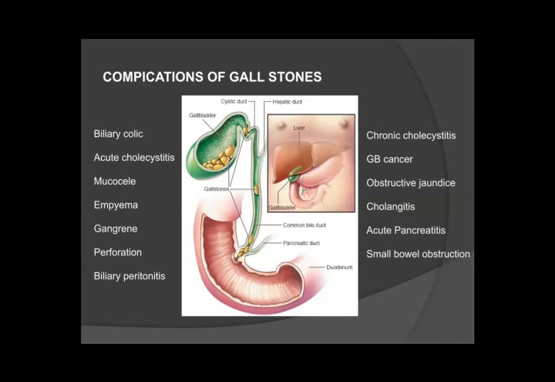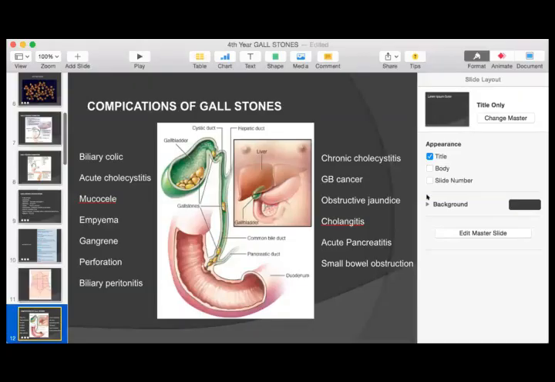Then we have chronic cholecystitis, like we said, after acute cholecystitis. Gallbladder cancer can also occur. It's a long-term complication of gallstones. Then we have, what does it say here? Sorry, my bad. Chat's getting in the way.